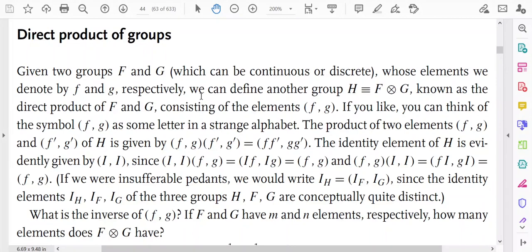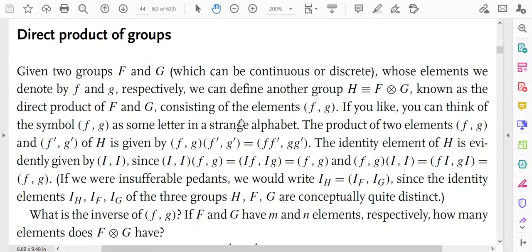And we can define another group H. So another group is H. H is equal to F cross G. You see the symbol here. This is the notation for the direct product. So F cross G is known as the direct product of F and G. You just follow the notation. This is the symbol for the direct product.